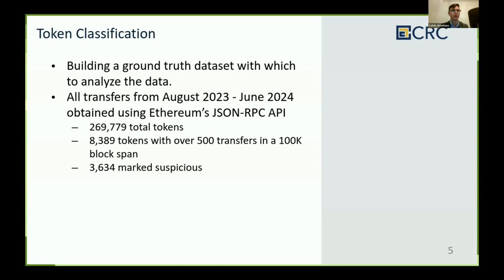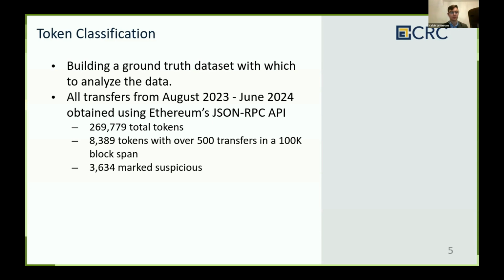We limited our analysis to the 8,000 tokens or so that had more than 500 transfers in a given 100,000 block time span. The reason for that was just in looking at the distribution. It's a really long tail distribution as networks get bigger and bigger and bigger.